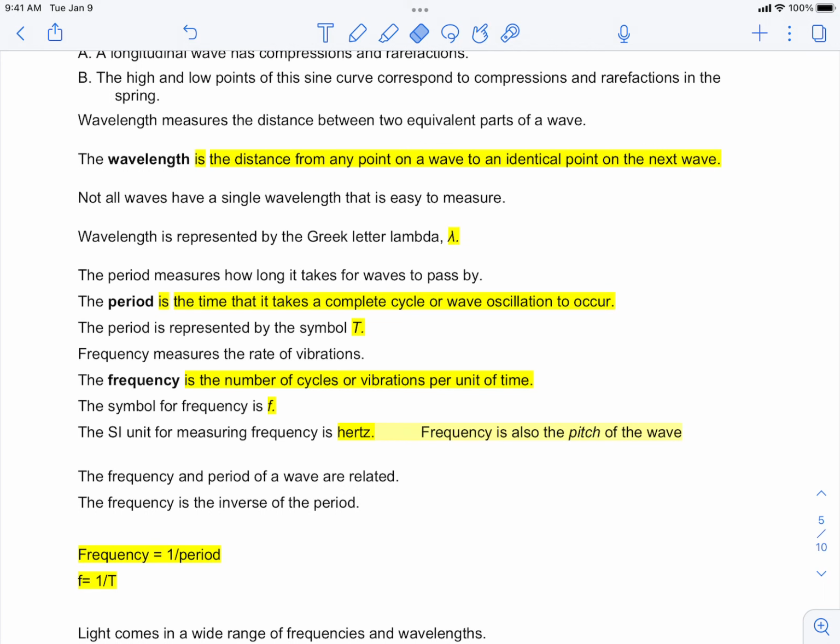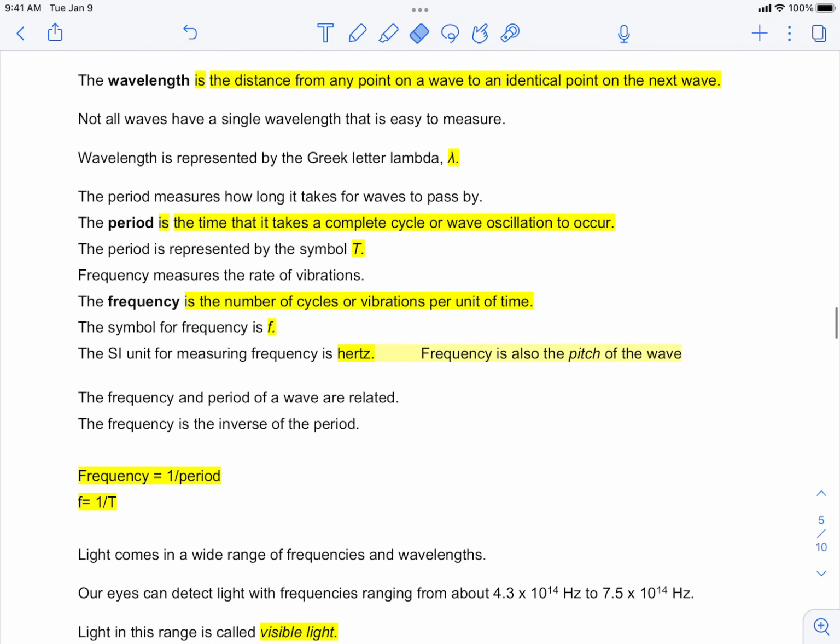And you can see the equation there for frequency is equal to 1 over period. Another way of saying that is right there. Frequency is 1 over T. If we drew a triangle for it, it would look like this. Frequency equals the number 1 over T.